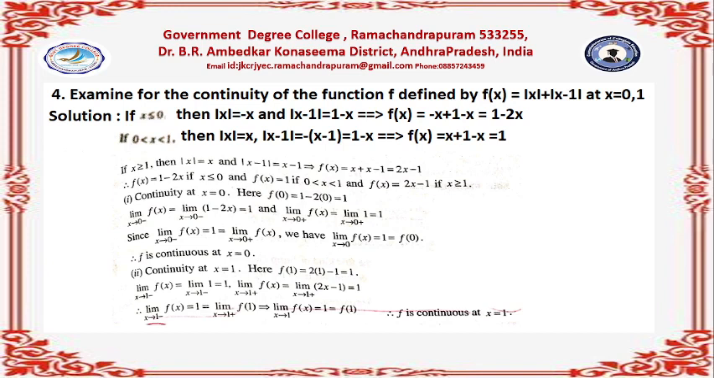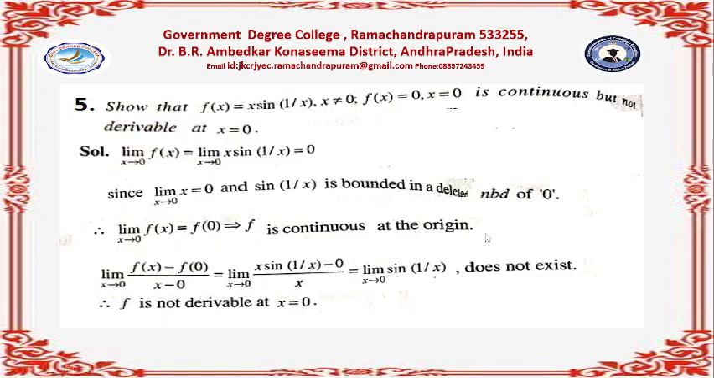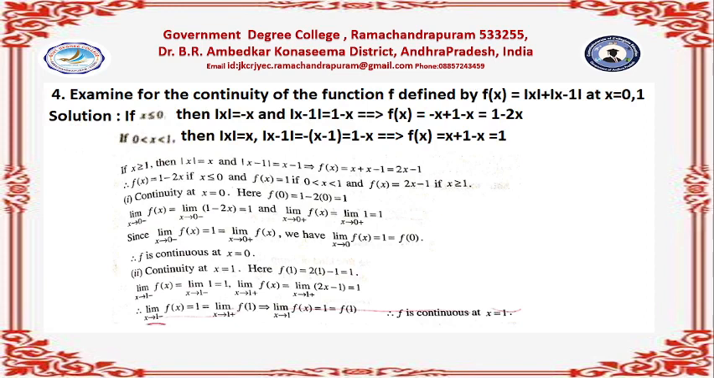Now examine for the continuity of the function f defined by f of x is equal to mod x plus mod x minus 1 at x equal to 0 and 1. Solution: if x is less than or equal to 0, then mod x is equal to minus x, and mod x minus 1 becomes 1 minus x. So what is f of x? Minus x plus 1 minus x equal to 1 minus 2x.